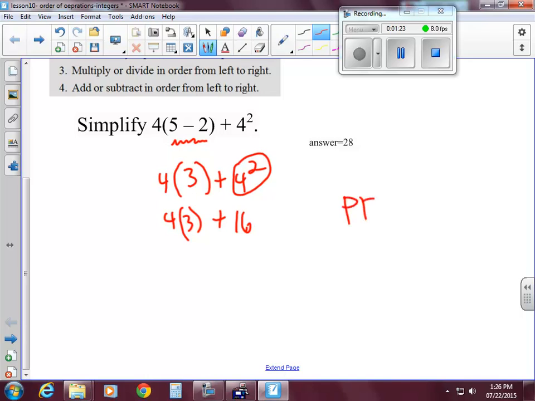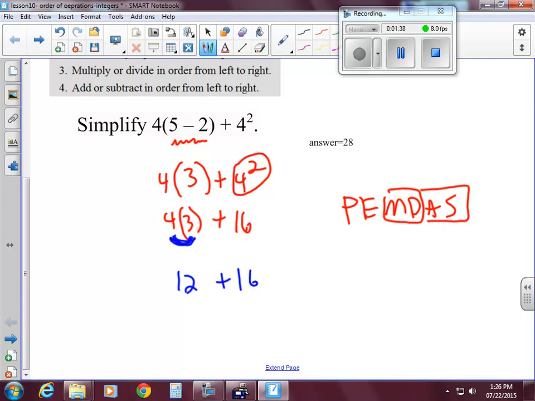I'm constantly reminding myself of PEMDAS. PEMDAS says to take care of multiplication and division before addition and subtraction. So, in other words, this dominates. I've got to multiply first. So 4 times 3, 12.